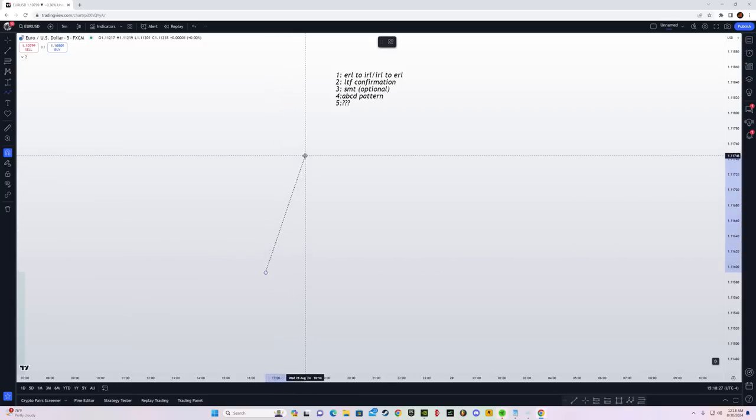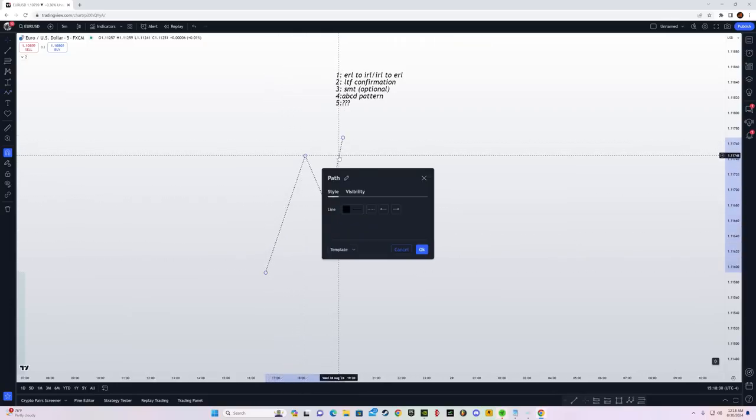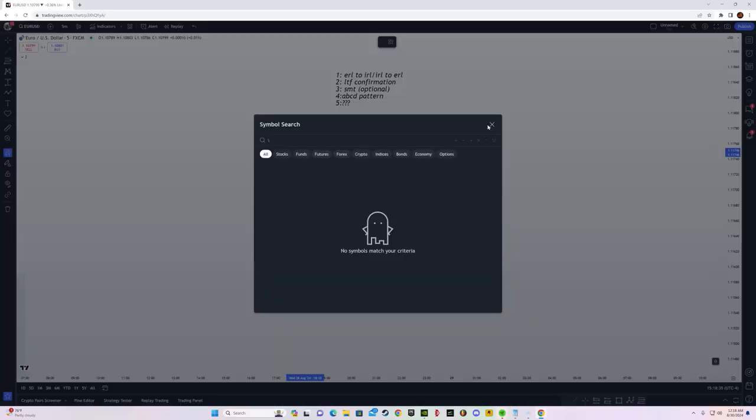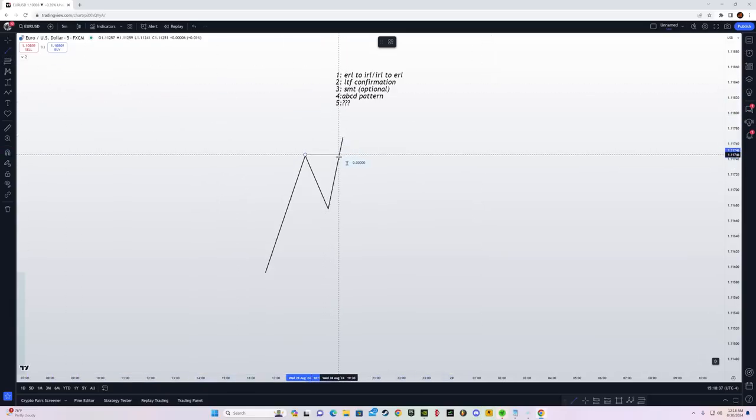Let me just draw this out, and let me change this up a bit. All right. So every high and every low is considered to be external range liquidity, all right? And any fair value gap is considered to be internal range liquidity, right? So if price takes out external range liquidity, it's going to go into the internal range liquidity. This is basically how price delivers, all right?